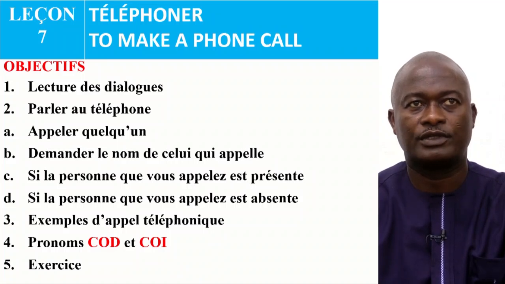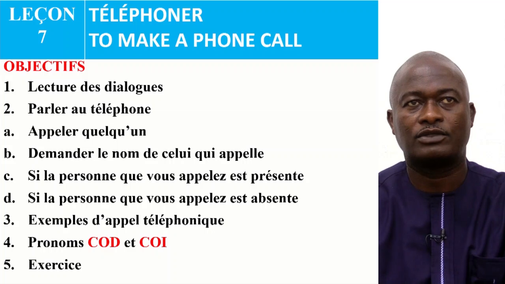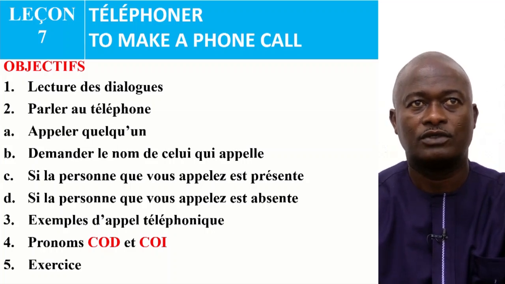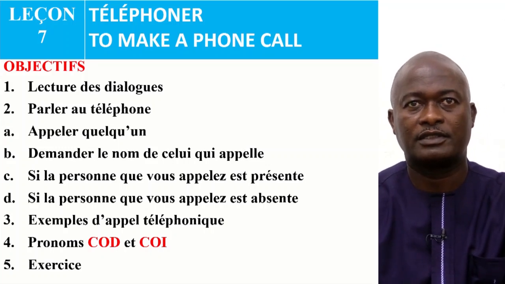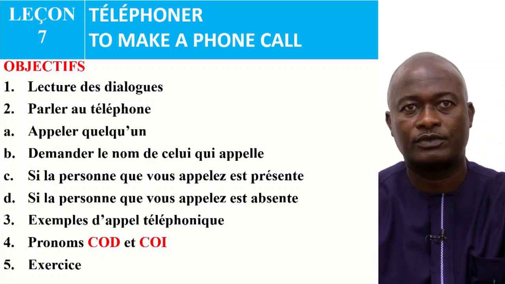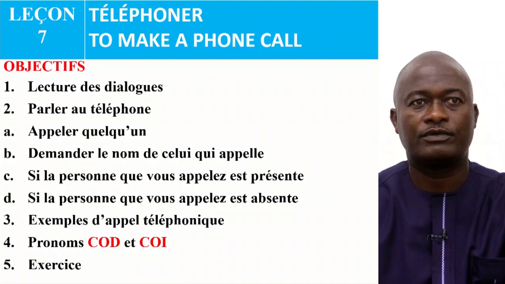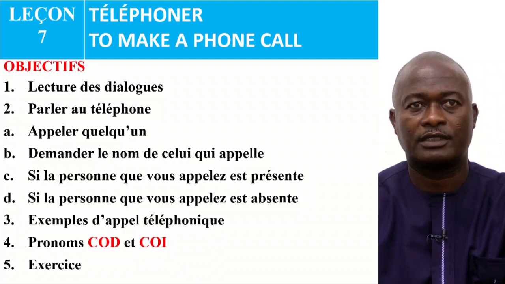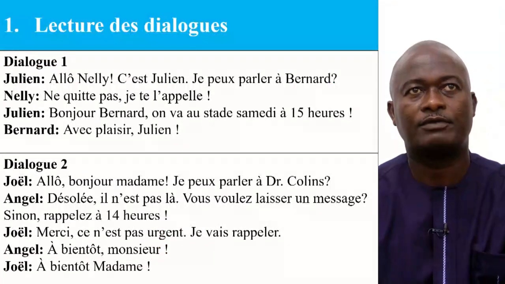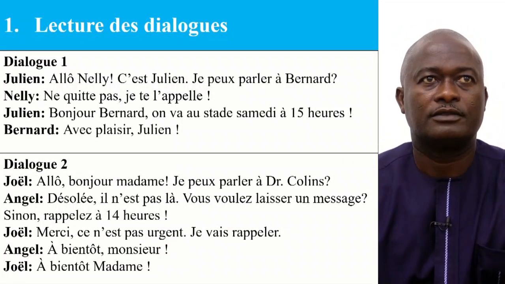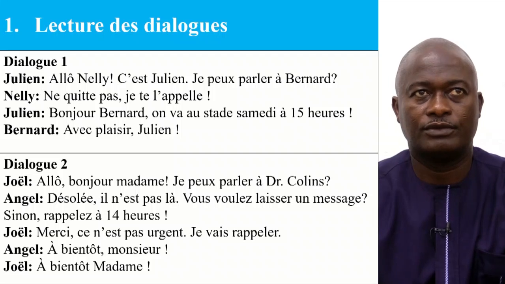So we are going to read the following about how to make phone calls, which are reading of a few dialogues to make a phone call. When you call and the person is present, what do you say? When the person is absent, what do you say? And we look at a few grammar aspects of direct objects and indirect objects. Let's start with the dialogue. Lecture des dialogues. Dialogue 1 et 2.